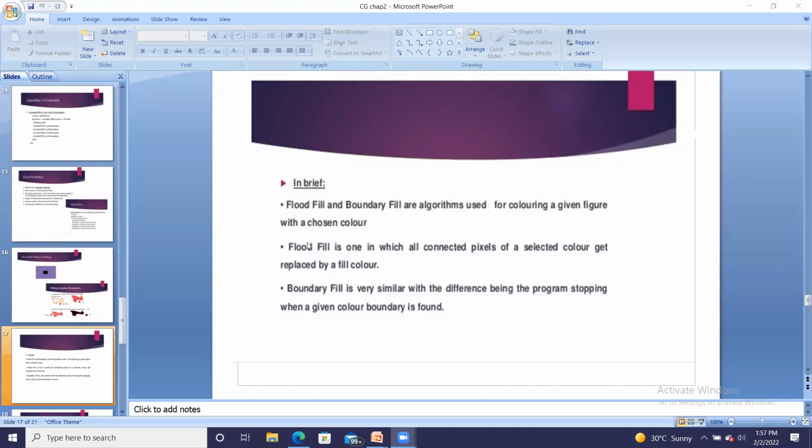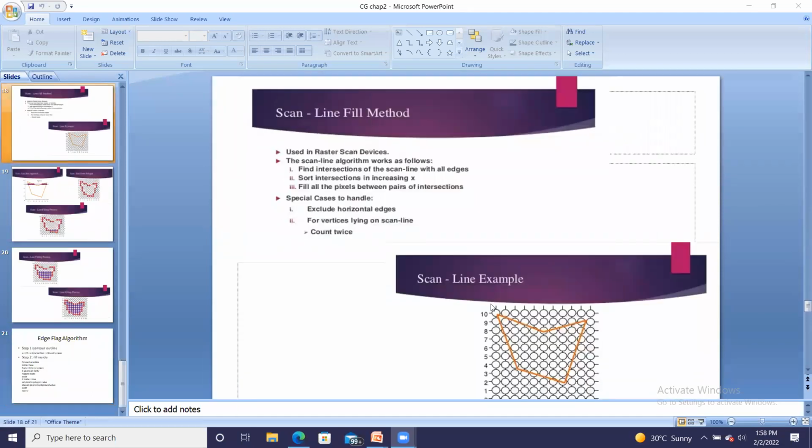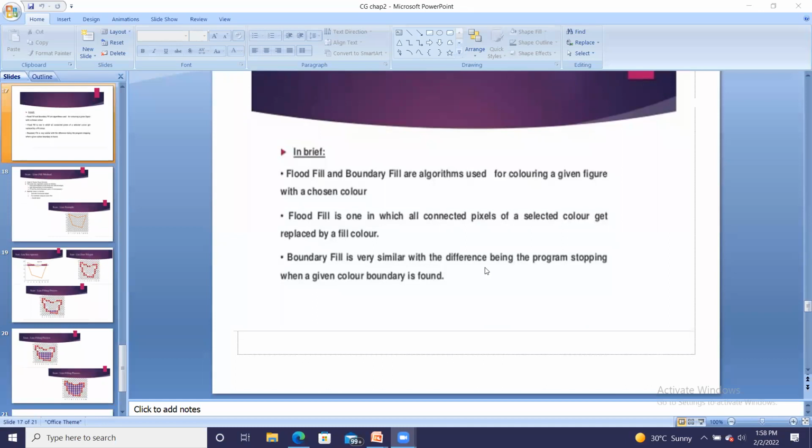So in flood fill, all connected pixels are replaced by fill color. And in boundary fill, we are going to stop once the boundary is found. That means when the boundary is found, we stop in that direction. But here we are not going to check with the boundary. We only check the interior and color it with the fill color. We are not worrying about whether the boundary is reached or not. So those are the two methods of polygon filling.